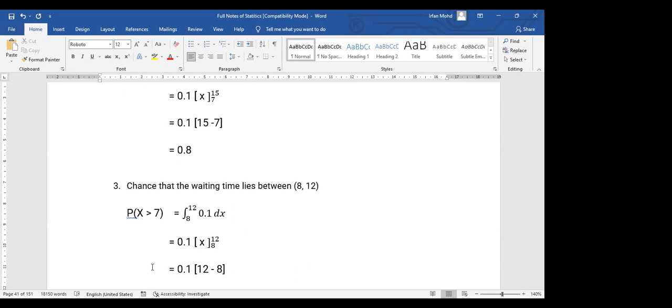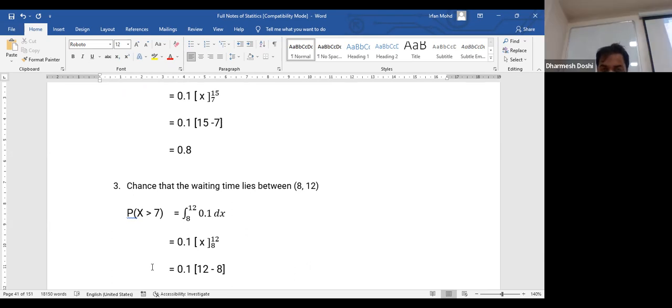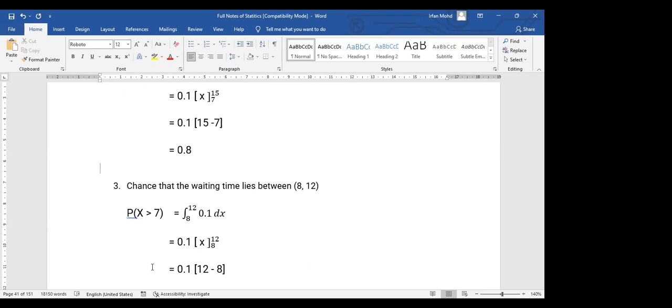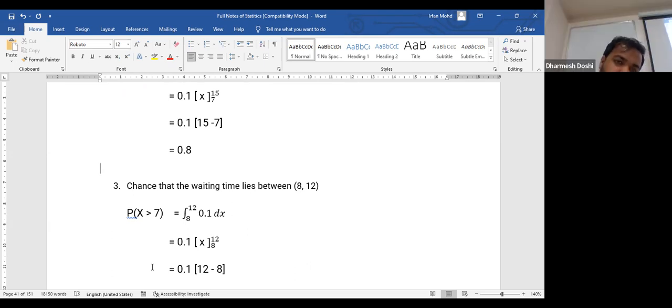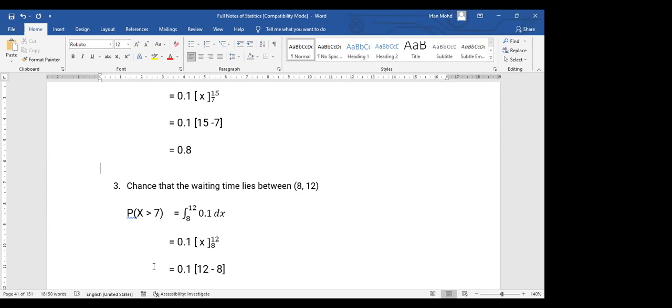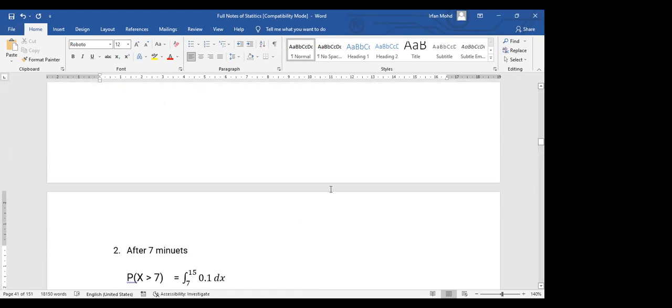Sir, small doubt, please. Yes, please continue. If x is less than 7 also, same scenario we can see? Yes, 5 to 7, if it is less than, because the minimum is 5 minutes. That's the reason.